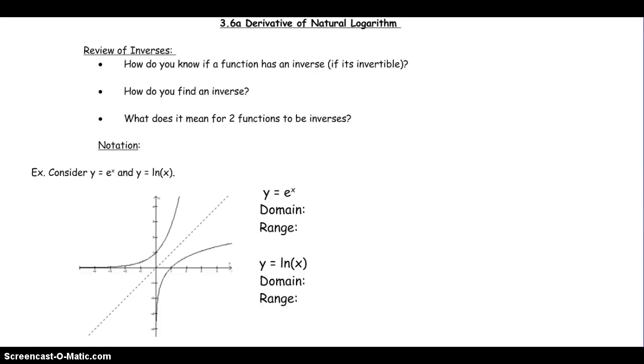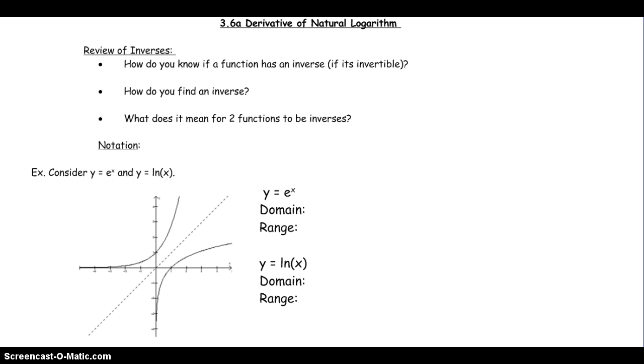Derivative of natural log. Before we start to do that, we're going to just review inverses. How do you know if a function has an inverse? Well, a function has an inverse if it's 1-to-1 or passes the horizontal line test. How do you find an inverse? Well, you switch the x and y and try to solve that.